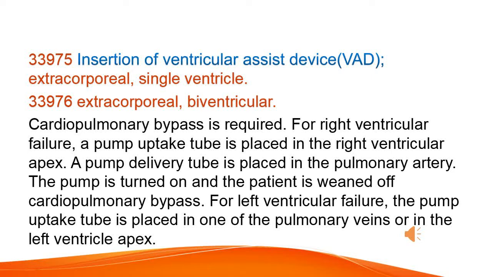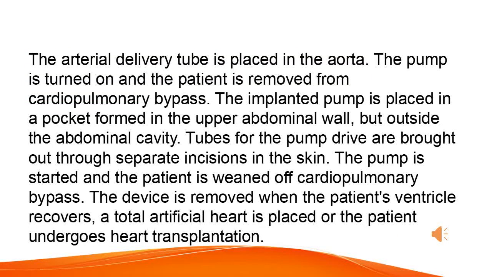For left ventricular failure, the pump uptake tube is placed in one of the pulmonary veins or in the left ventricle apex. The arterial delivery tube is placed in the aorta. The pump is turned on and the patient is removed from cardiopulmonary bypass.